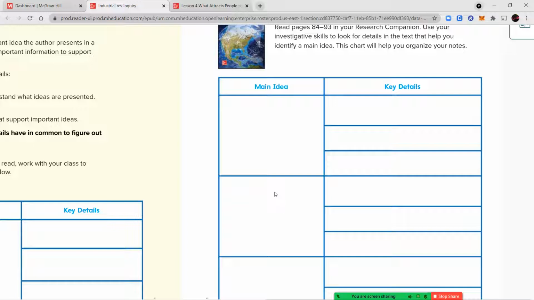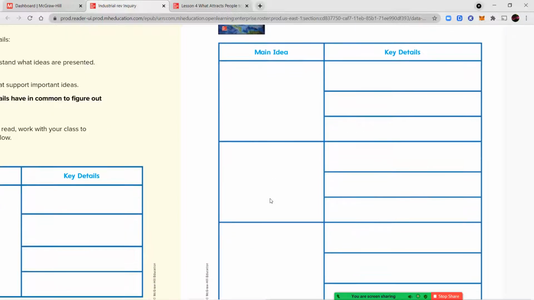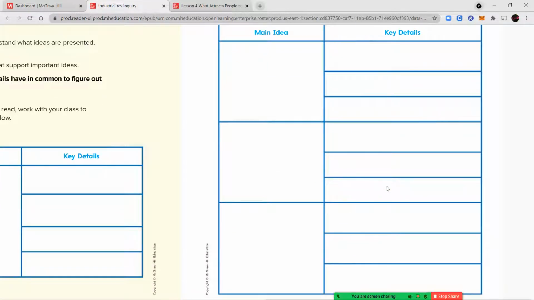For the second main idea, we're going to talk about the improvements in transportation that happened during the Industrial Revolution. Tell me about transportation, about how people were being moved around, how goods and materials were being moved around during that time period. And your last main idea was that the Industrial Revolution had many lasting effects on society.